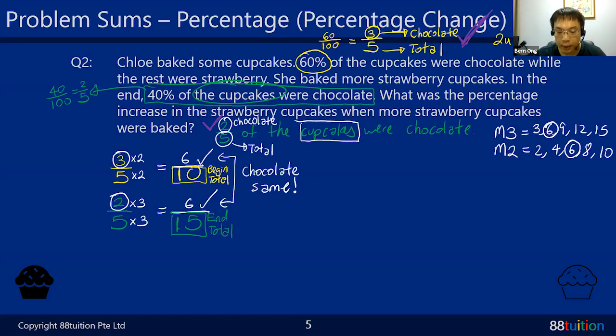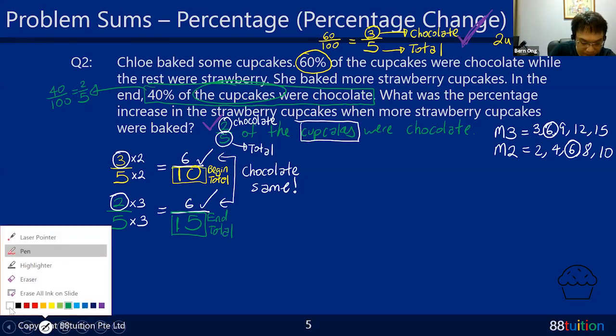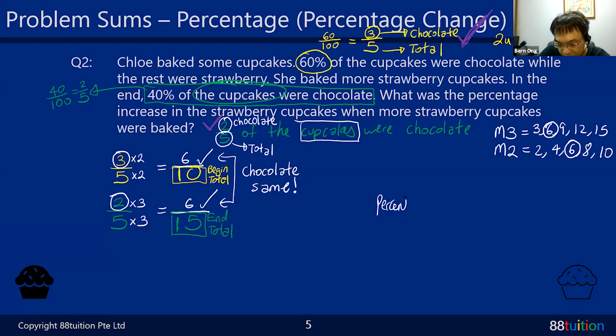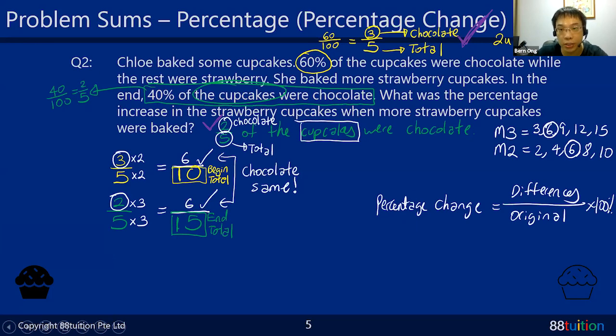And the question is asking, what was the percentage change in the strawberry when more strawberry cupcakes were made? So in this case, what must you do again? You're looking for percentage increase, right? It's the same formula, percentage change. So the percentage change is equal to what? Remember the formula? Differences over the original times 100%. Is that okay?